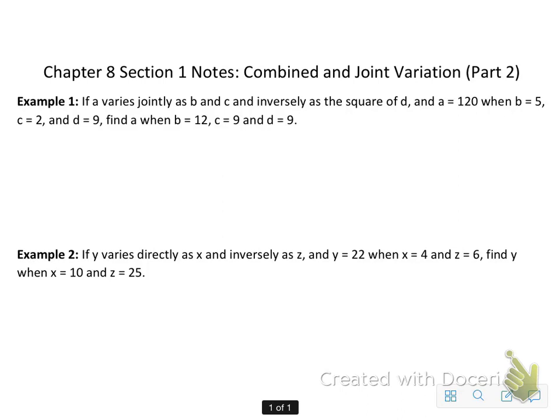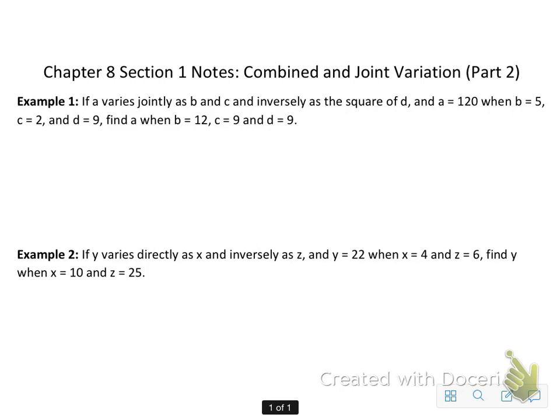So today, we're actually going to learn about combined variation and joint variation. Combined variation is when you have multiple types of variation, so direct variation and inverse variation in the same problem. Joint variation means that you have two numbers multiplied together. So it's just multiplication. So it's direct variation multiple times.